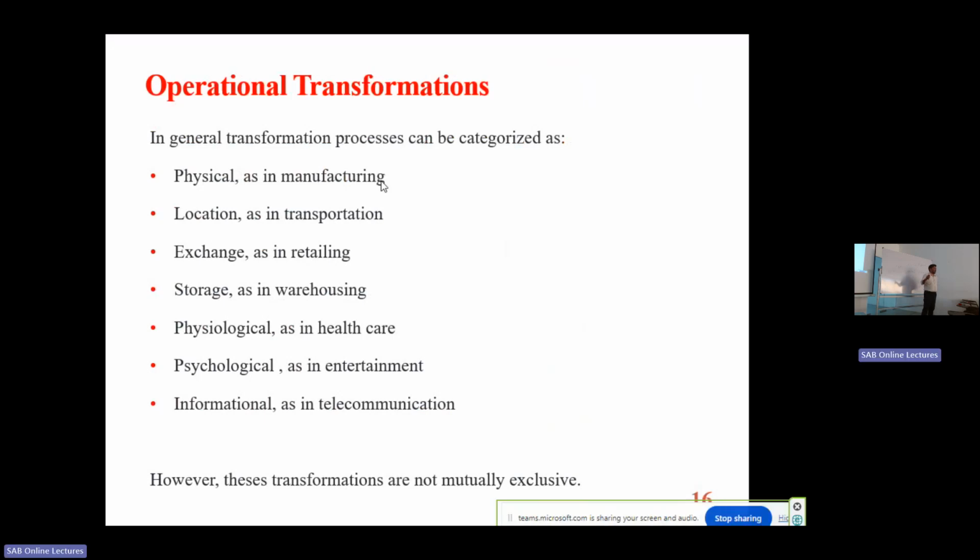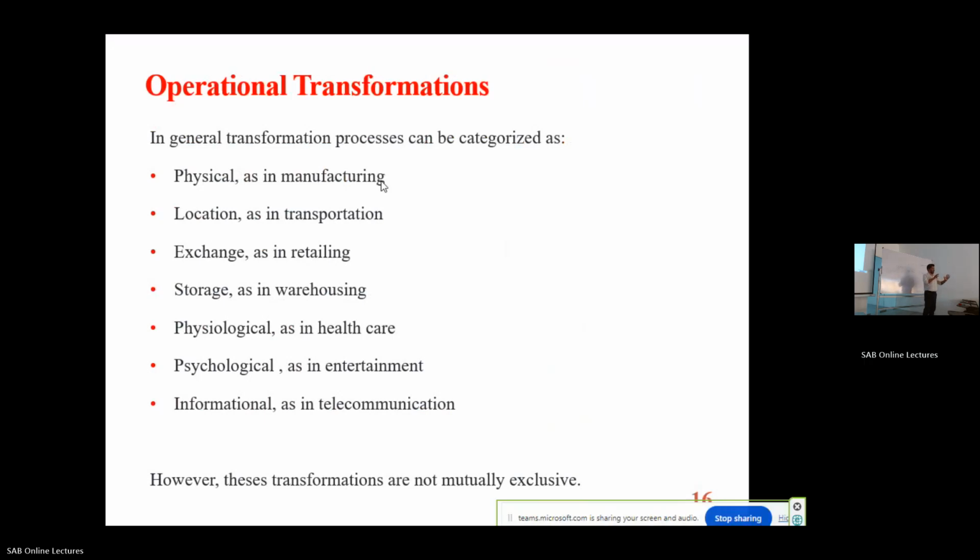Let me make it clear. Should one industry have only one transformation? No. There can be a mixture. But the operations manager should know which one, and which way they connect together. So let's quickly identify. Now there are physical transformations. What do we call physical?